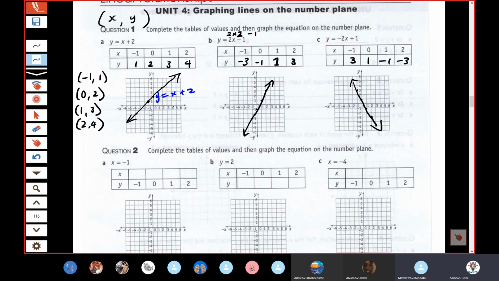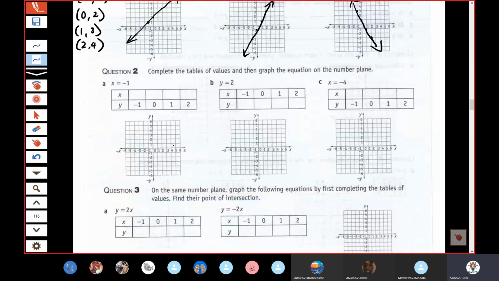It will be important if you had two graphs, which is when I would tell you to do it. So if you had two graphs, well, we don't know which one's which. So you'll be writing this one is y equals x plus 2, this one is y equals negative 2x plus 1. Make sense? Yeah. Cool. All right.